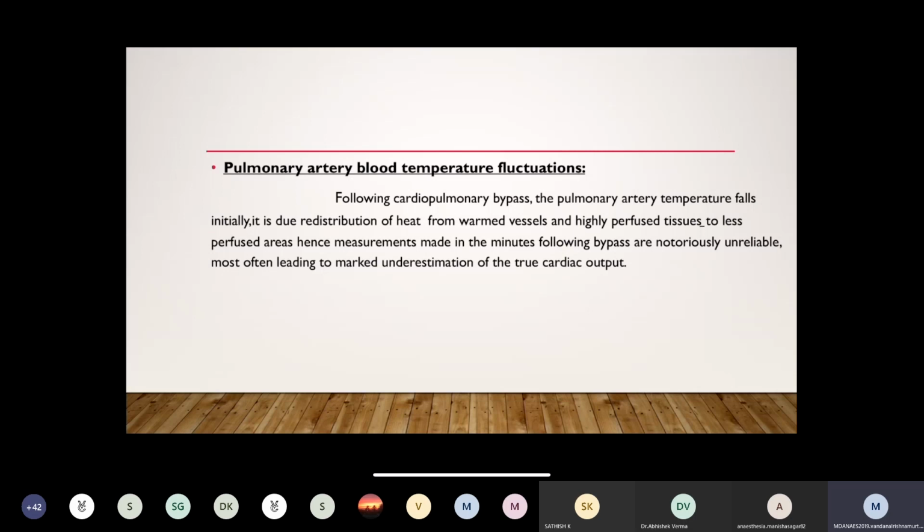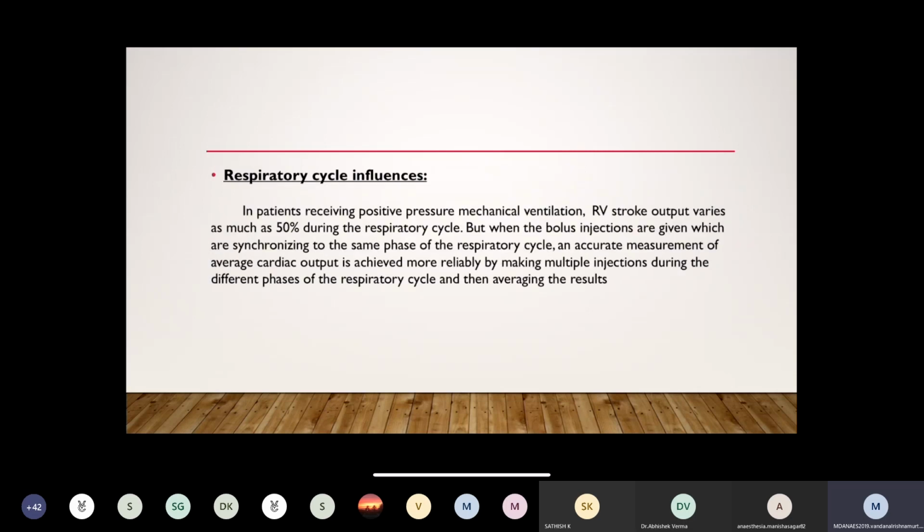In patients receiving positive pressure mechanical ventilation, RV stroke volume varies as much as 50% during the respiratory cycle. But when the bolus injections are given synchronized to the same phase of the respiratory cycle, an accurate measurement of average cardiac output is achieved more reliably by making the multiple injections during the different phases of the respiratory cycle and averaging the results. Let's talk about the continuous thermodilution cardiac output monitoring.